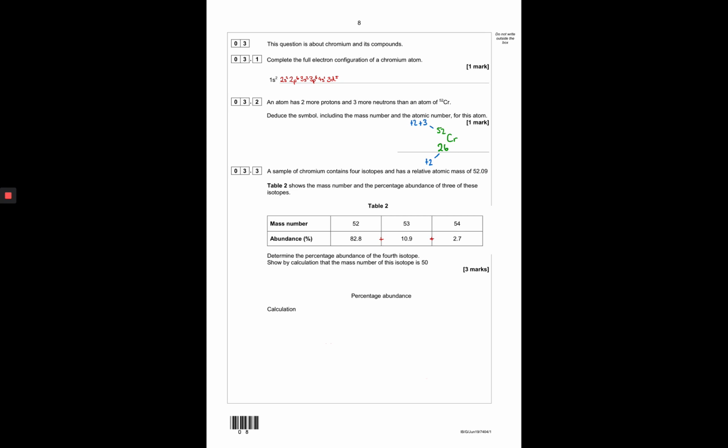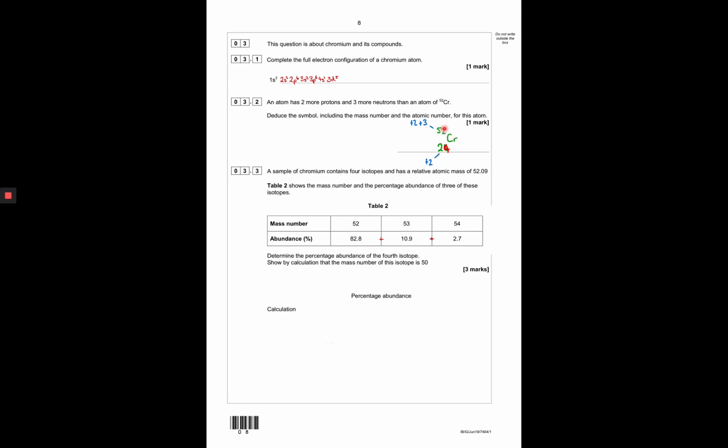And then when we look at chromium, it is 24. Oh, I see, I've made a bit of a mistake here. Sorry about that. Right, let me just fix that. That should have been 24. So chromium has an atomic number of 24, and we are adding 2 more protons, so we're going to an atomic number of 26, and that is iron. So our element is going to be iron.